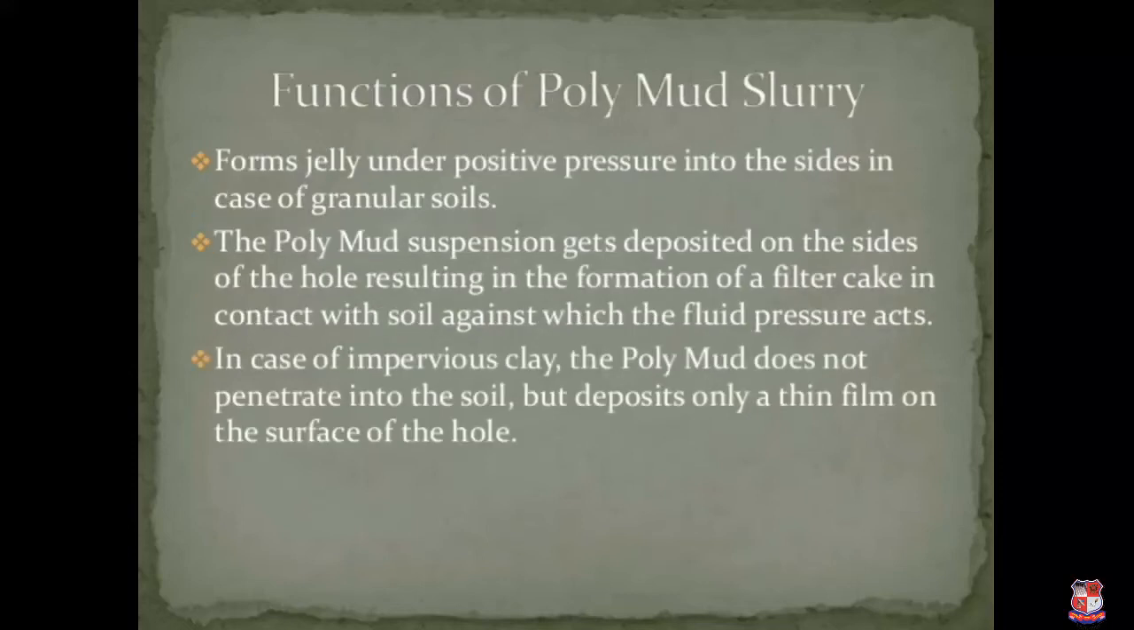Now, function of polymud slurry. Forms jelly under positive pressure into the sides in the case of granular soil. The polymud slurry suspension gets deposited on the sides of the hole, resulting in the formation of a filter cake in contact with soil against which the fluid pressure acts. In case of impervious clay, the polymud does not penetrate into the soil but deposits only a thin film on the surface of the hole.